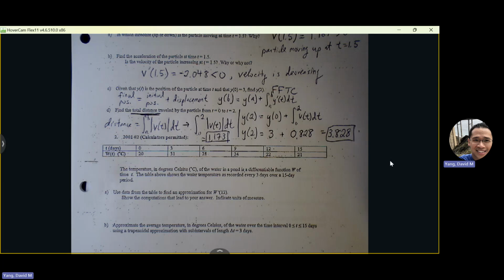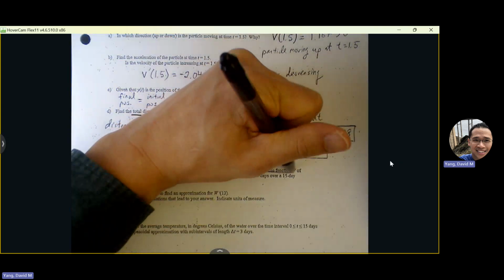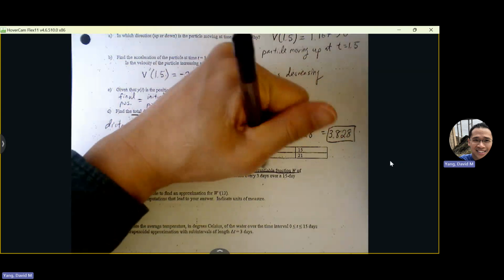Okay, next up. The temperature in degrees Celsius of the water in a pond is a differentiable function. Differentiable function just means a smooth curve. There's no sharp turns, there's no holes, there's no asymptote.